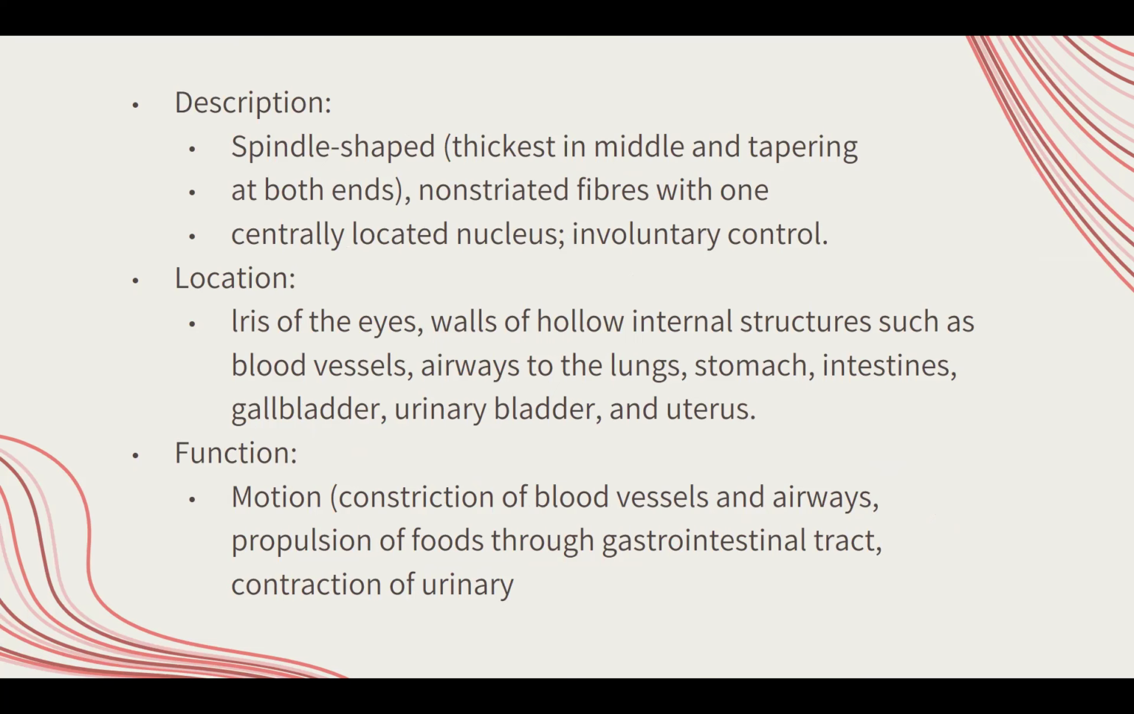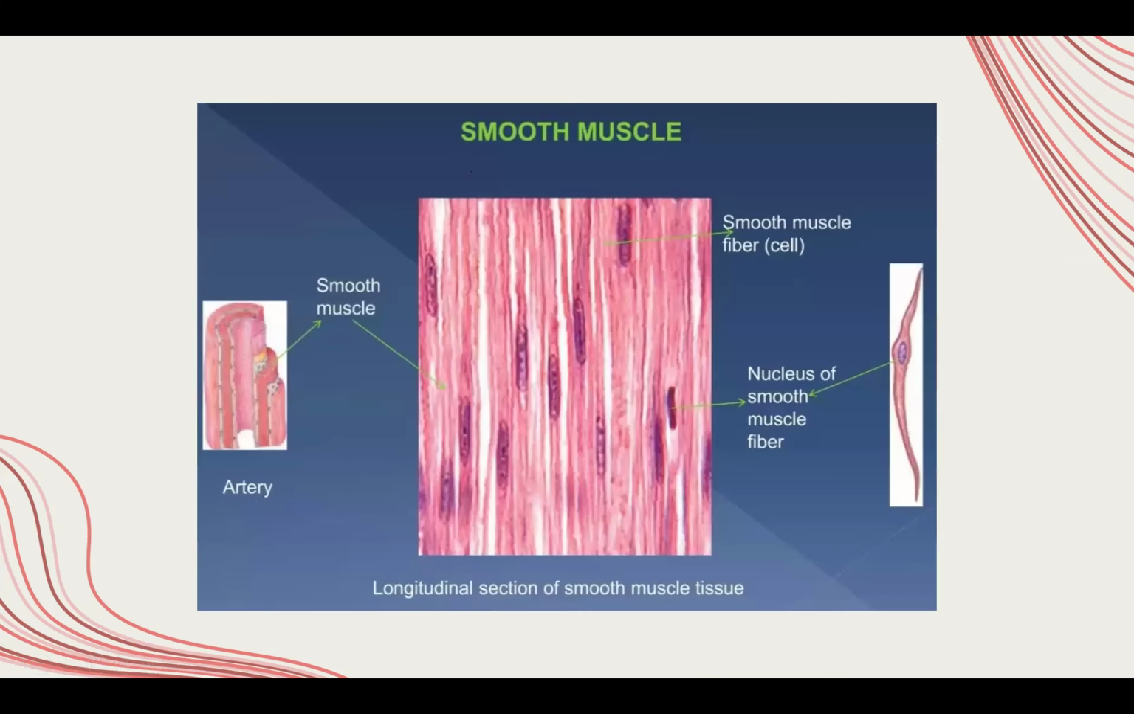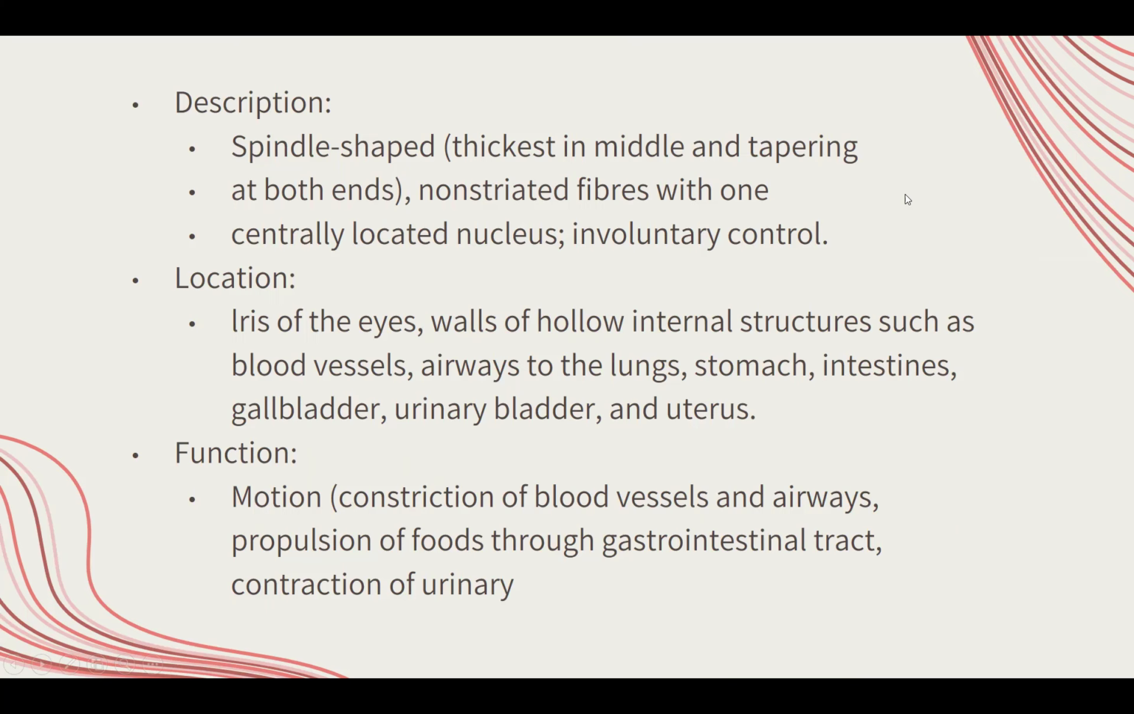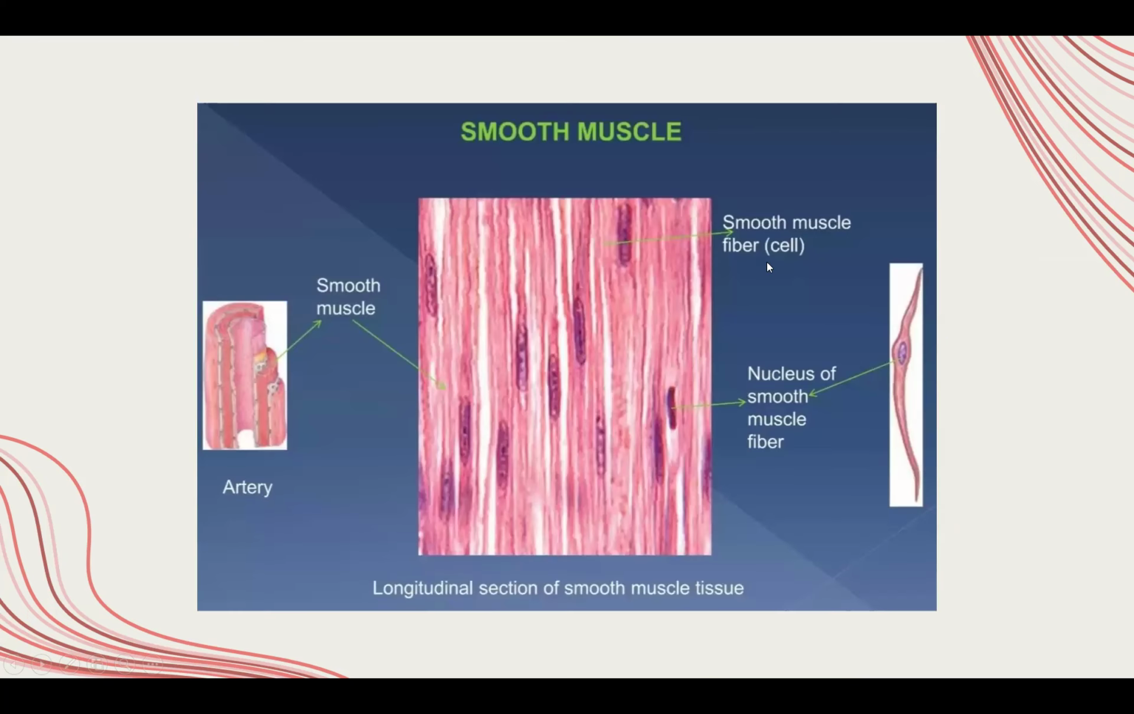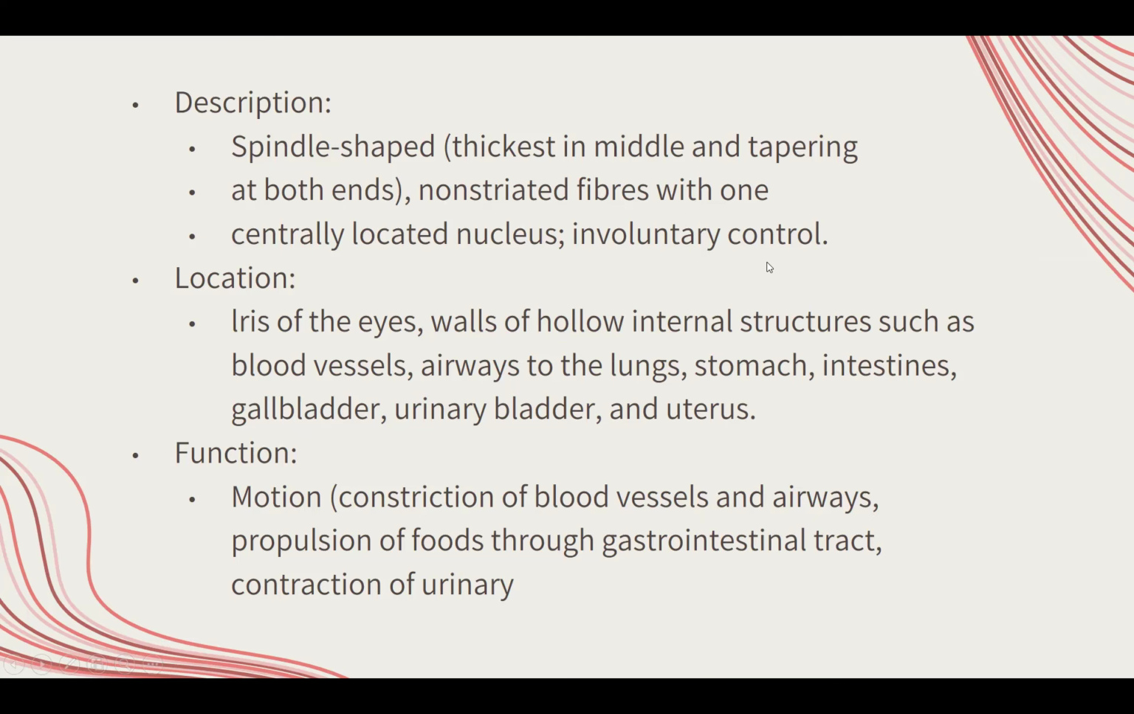So smooth muscles are spindle shaped. Spindle shaped means thickest in the middle and tapering at both ends. They are non-striated fibers with one centrally located nucleus. Usually they have only one nucleus, and they have involuntary control.